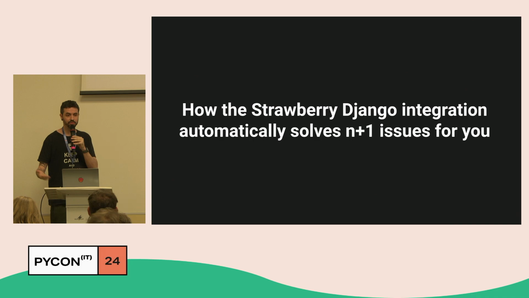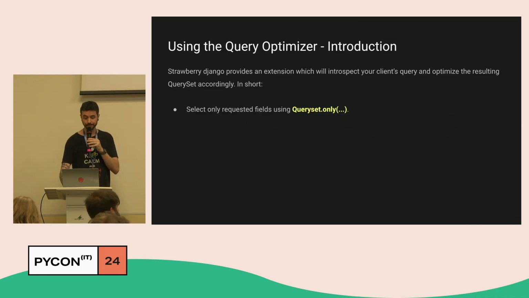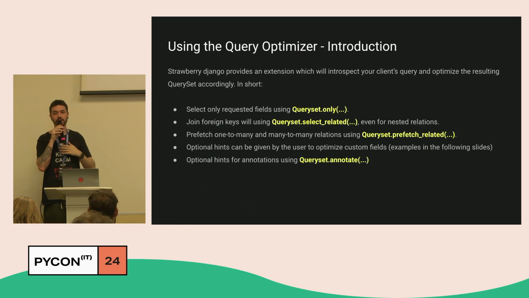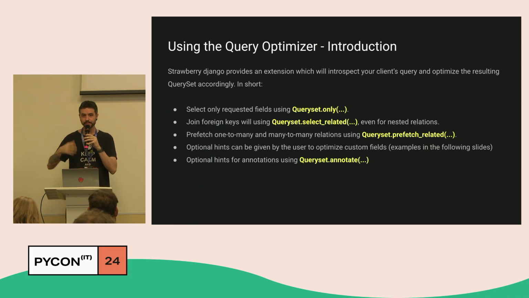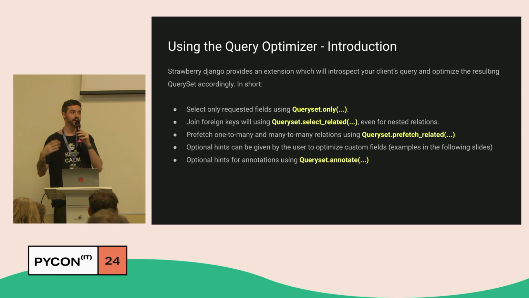But how does the Strawberry Django integration automatically solve that for you? It will introspect your query and automatically do .only, .select_related, .prefetch_related for anything.